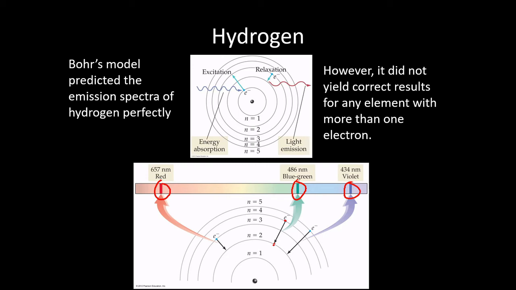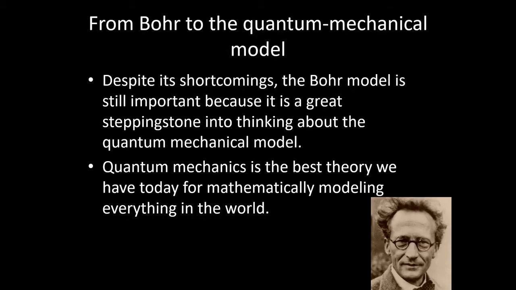But as soon as you add in a second electron, even if you keep the protons the same, even if you have H minus, Bohr's model no longer works. Now, it's not completely a failure. It's not like you were expecting an answer of 2 and Bohr's model gives you an answer of 500. It's not completely incorrect, but it is not perfect like it was with hydrogen. It has some pretty big issues when you start adding in multiple electrons.